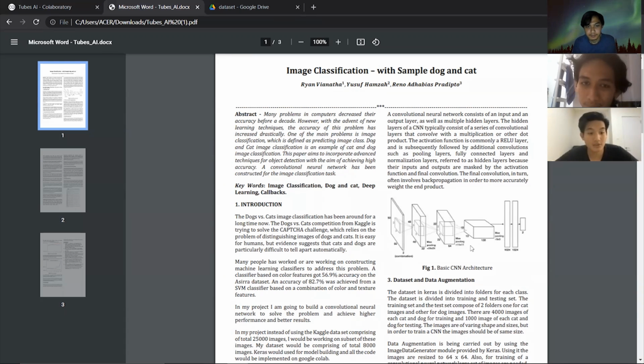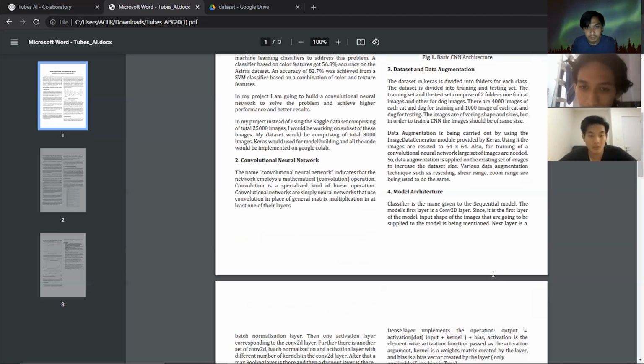Next, the introduction. The dogs versus cats image classification has been around for a long time now. The dogs versus cats competition from Kaggle is trying to solve the CAPTCHA challenge, which relies on the problem of distinguishing images of dogs and cats. It is easy for humans, but evidence suggests that cats and dogs are particularly difficult to tell apart automatically.